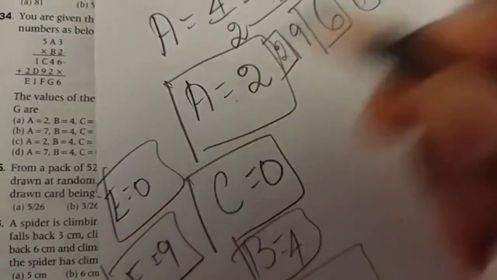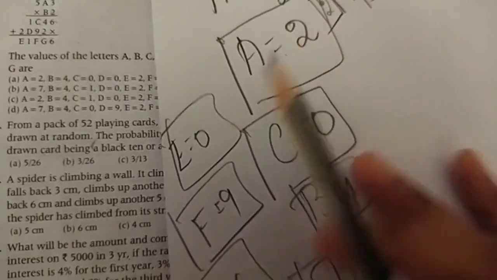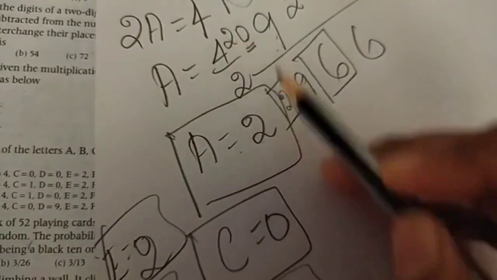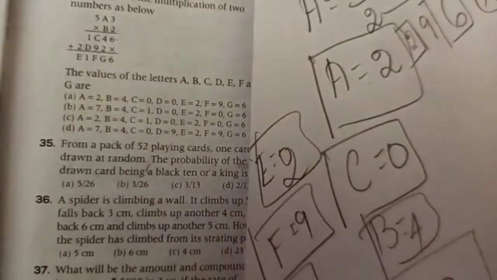So what are the values? A is equal to 2, B is equal to 4, C is equal to 0, D is equal to 0, E is equal to 2. Look here, E is equal to 2. F is equal to 9, and G is equal to 6. So option A is the correct answer.